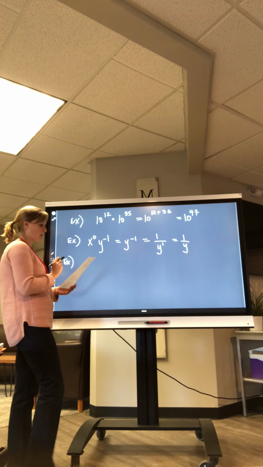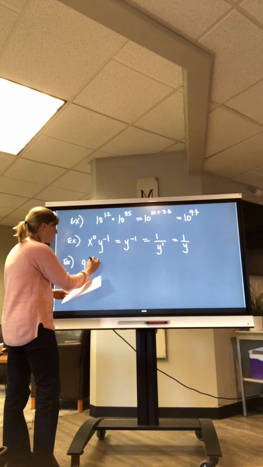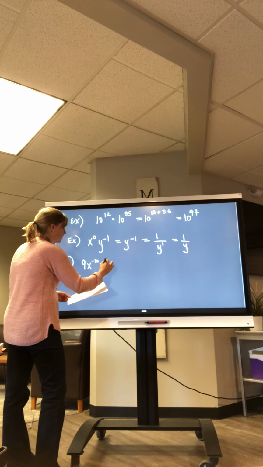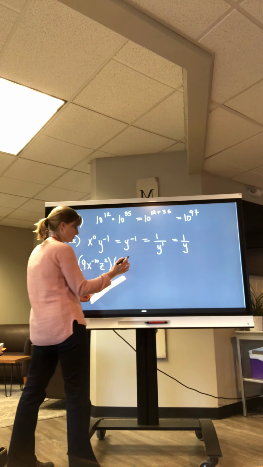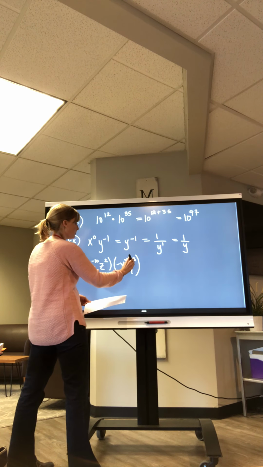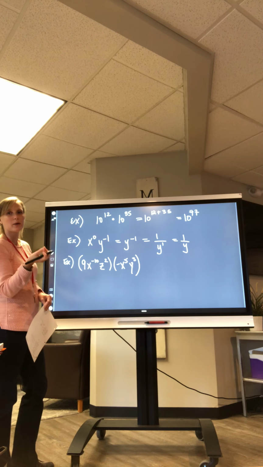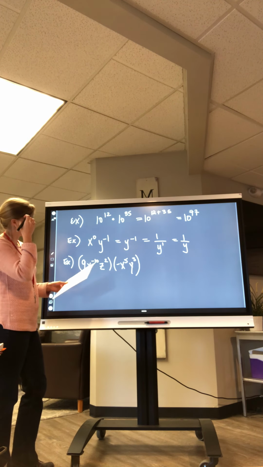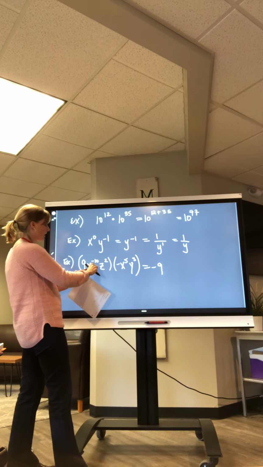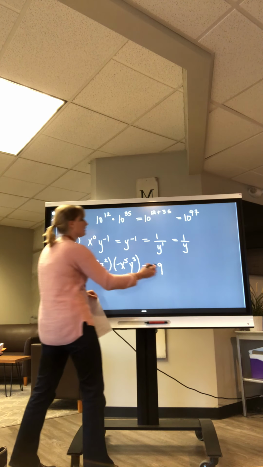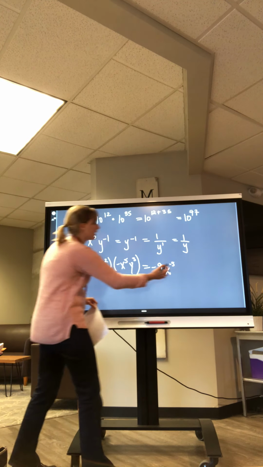All right, example 3. If I had 9x to the negative 10 z to the second times negative x to the 5 y cubed. So in this one, everything's being multiplied, but what we need to do is combine exponents that have the same base. So first of all, we've got 9 and negative 1. Those multiply to make negative 9. And I've got x to the negative 10 and x to the 5. So we're going to add that. Negative 10 plus 5 is negative 5. And then I've got y cubed.